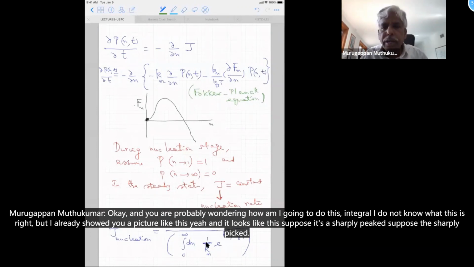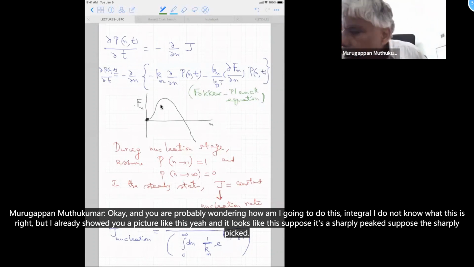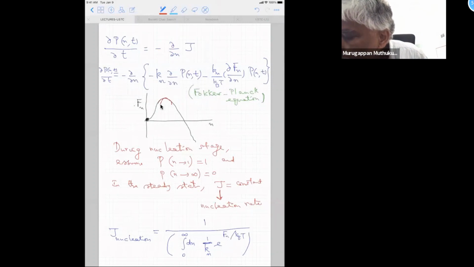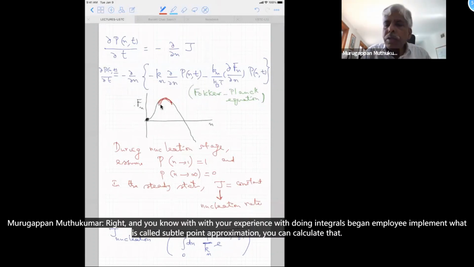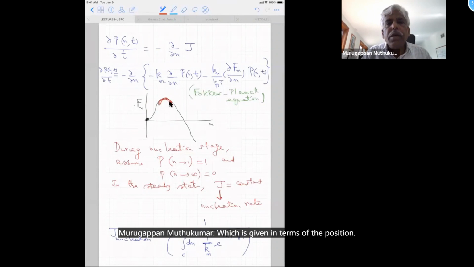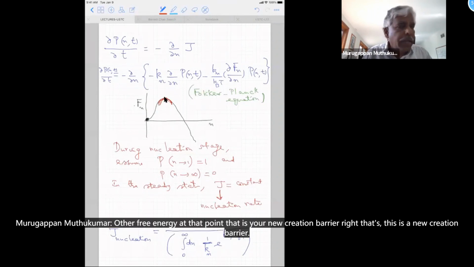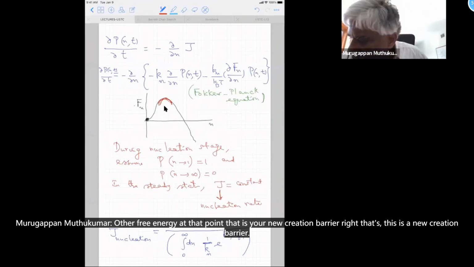You are probably wondering how I am going to do this integral. I do not know what this Fn is. But I already showed you a picture like this. Fn looks like this. Suppose it's sharply peaked. With your experience with doing integrals, we can implement what is called the saddle point approximation. You can calculate that, which is given in terms of the position of the free energy at that point. That is your nucleation barrier.